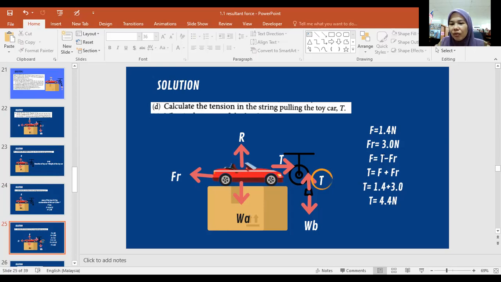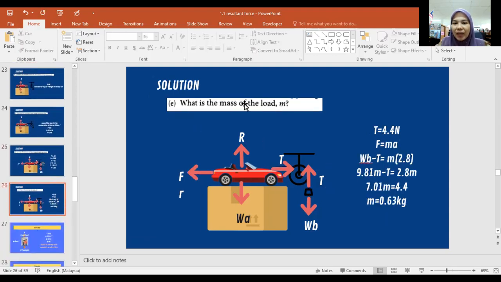So we want to find the tension. Tension is equal to resultant force plus your friction. So tension is equal to 1.4 plus 3.0. So tension is equal to 4.4. That is the tension in the string pulling the toy car. Okay, this is how you find the value of the tension.